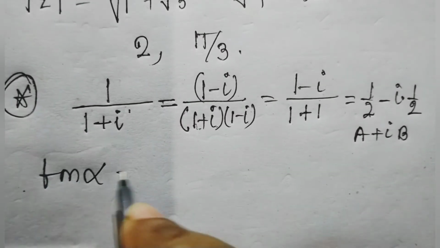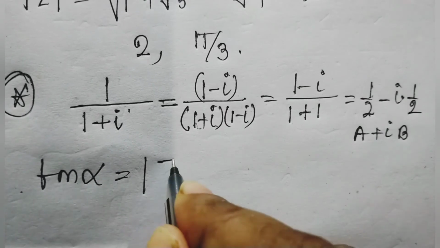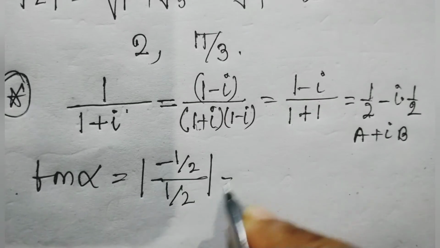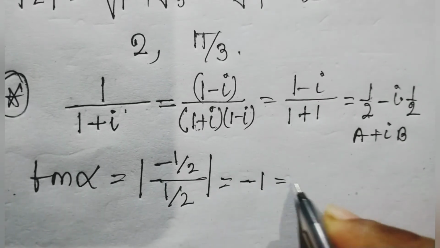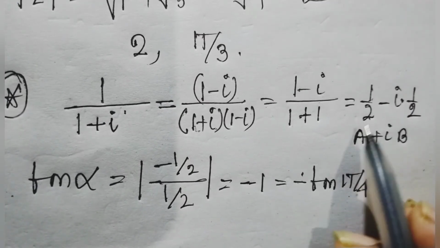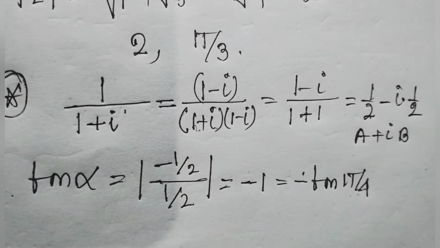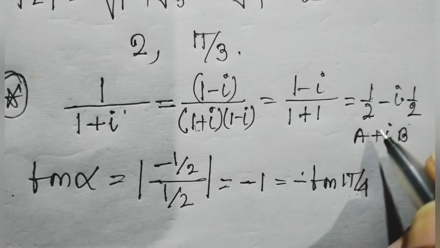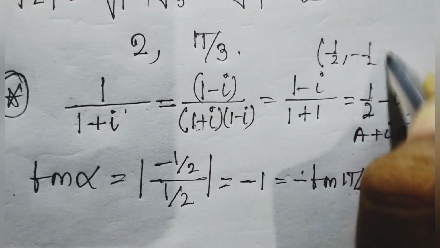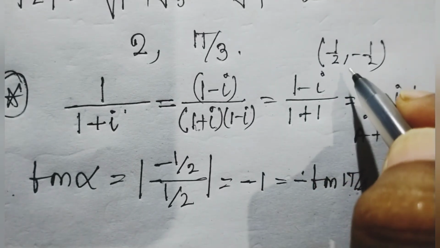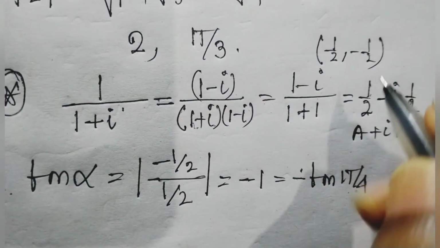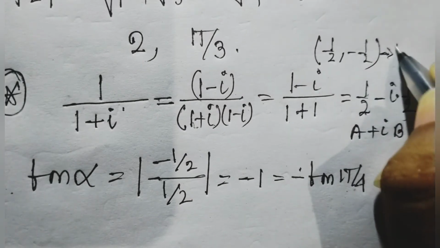Now write the formula of tan alpha. Tan alpha is equal to the imaginary part, so minus half, by plus half, so it's minus 1. Minus 1 means minus tan pi by 4. Now check the quadrant of this point: half and minus half. Which quadrant does it lie in? It lies in the fourth quadrant.